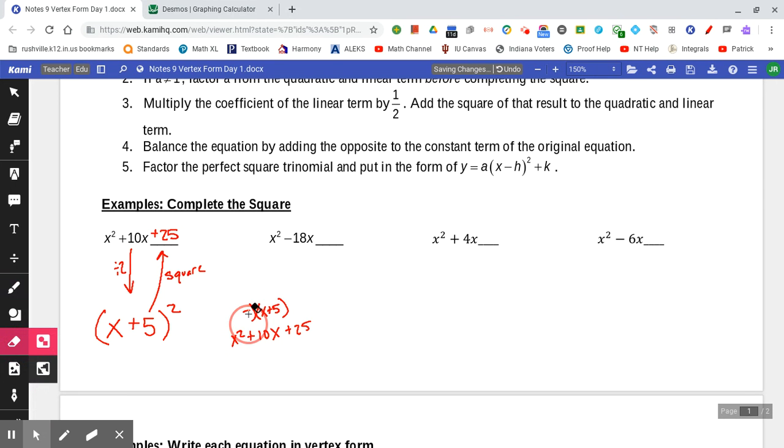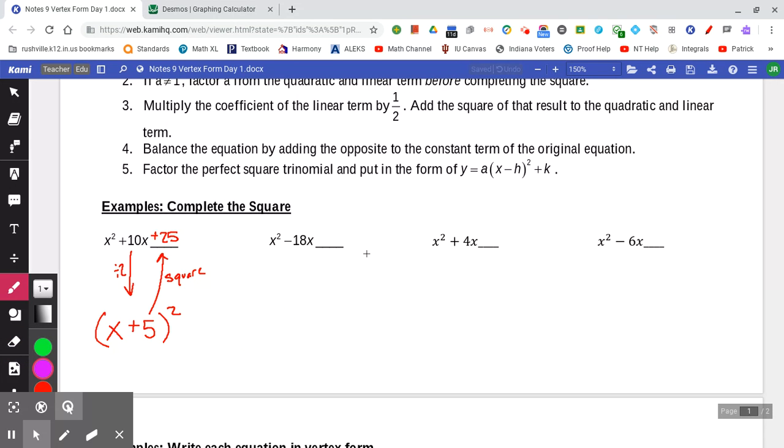Let's do another example. For this next example, I have x squared minus 18x, and then I need to figure out what this value needs to be for this trinomial to be able to factor down into a quantity squared. So I know this first term is going to be x, as it always will be, but what's this number going to have to be?